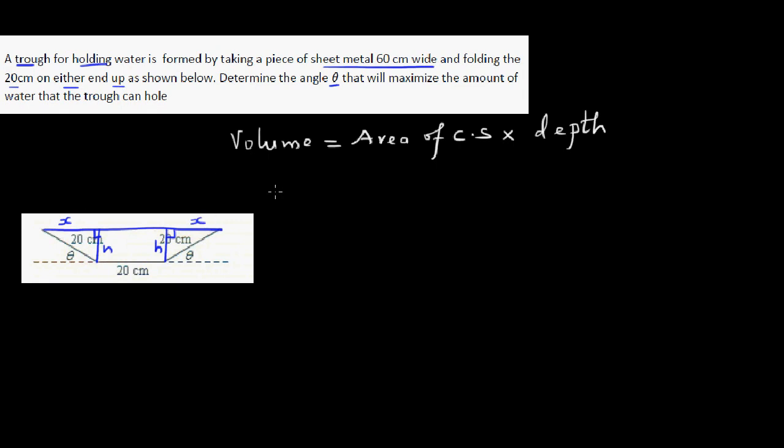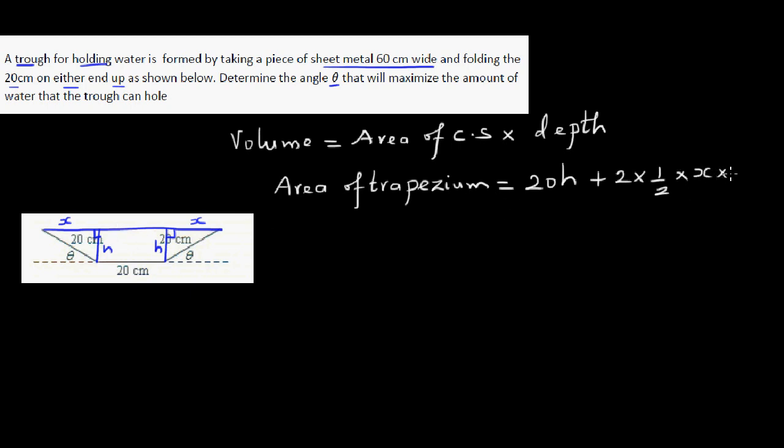So the area of this trapezium, you have to just use the knowledge that you have. The area of trapezium can be split into the area of this rectangle plus 2 times the area of this triangle. The area of this triangle is equal to the area of this triangle. So I can say area of trapezium is 20h, base times height, plus 2 times half times base. What's the base? Base is x and the height is h. So I'll write A for area is 20h plus, the 2 and 2 get cancelled, so plus xh is the area of this trapezium.